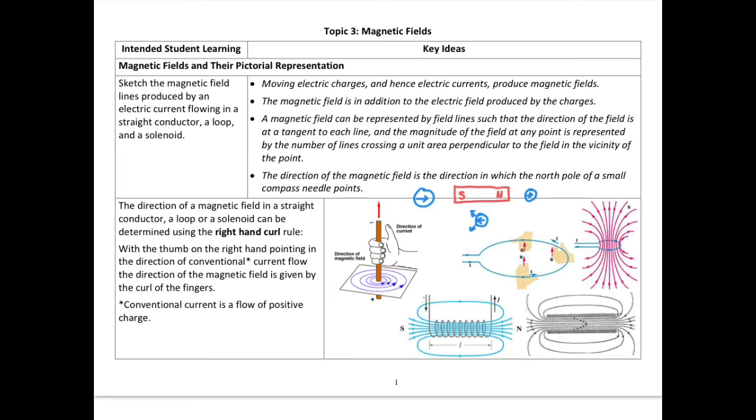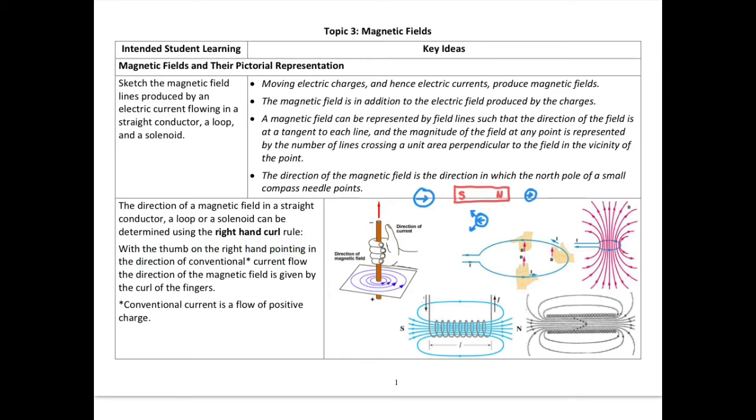So we need to be able to sketch the magnetic field produced by a straight conductor, so a wire, a loop, and a solenoid. And we do this using the right-hand curl rule. The direction of the magnetic field in a straight conductor, a loop, or a solenoid can be determined using the right-hand curl rule. It's just what I said.